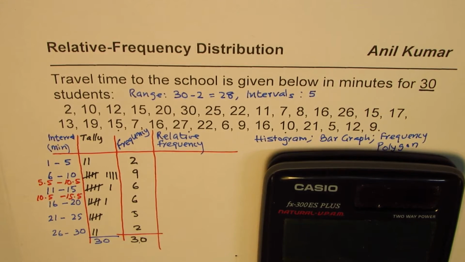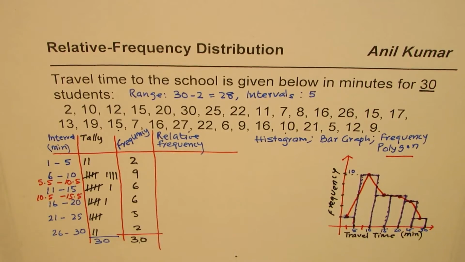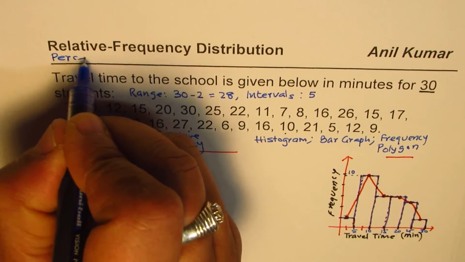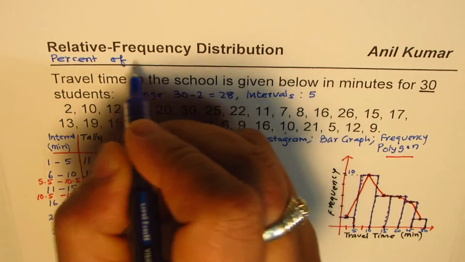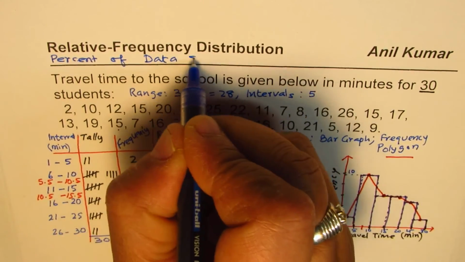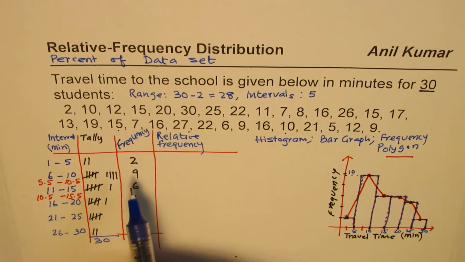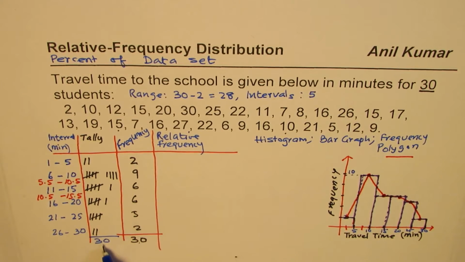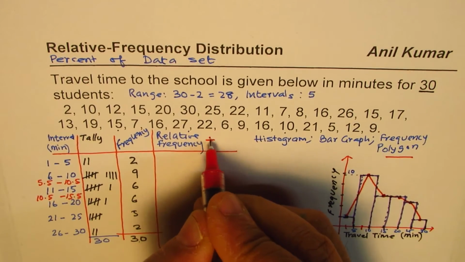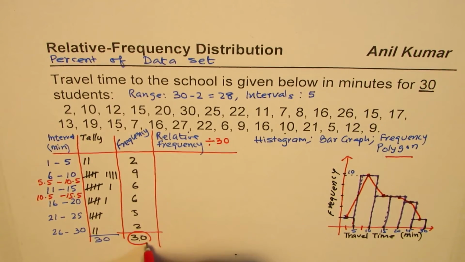So in relative frequency, we are talking about a part of the whole, a fraction, a percent of the data set, right? So what we are looking for is, let me write down here, percent or part of the whole, or percent of data set. That is what a relative frequency distribution will show us. Now here we have 2 out of 30, right? So we'll divide each number by 30 to get the decimal equivalent. We divide each number by 30 since the total is 30. Do you get the idea?